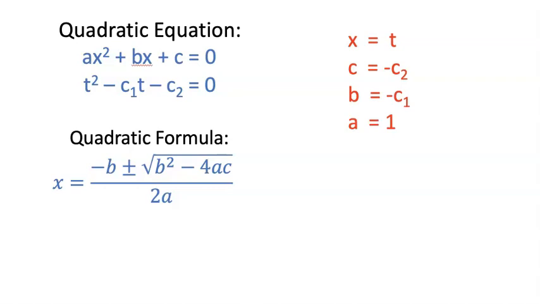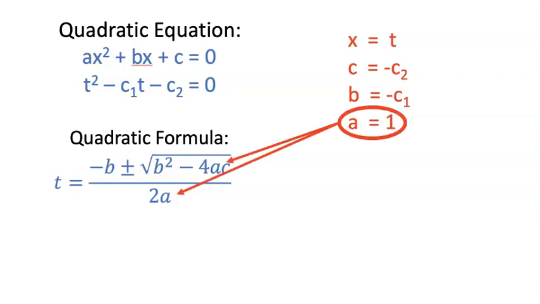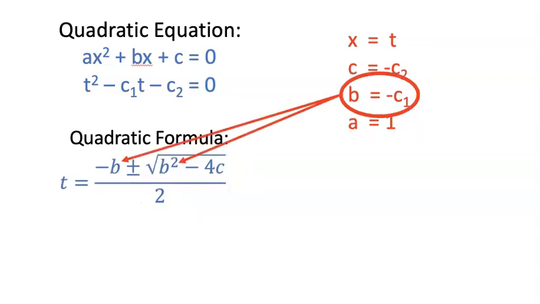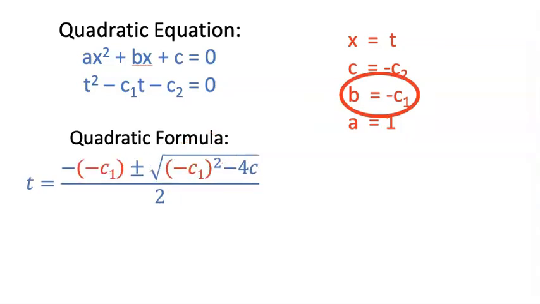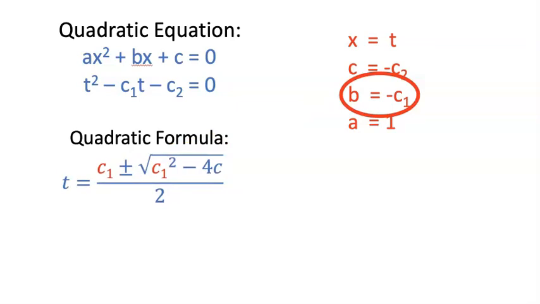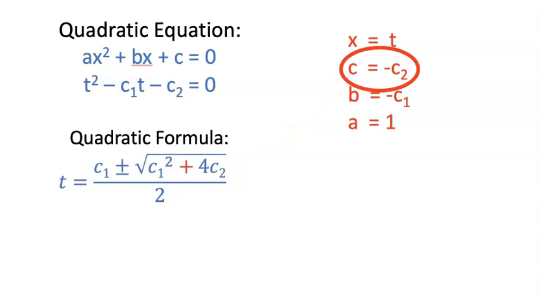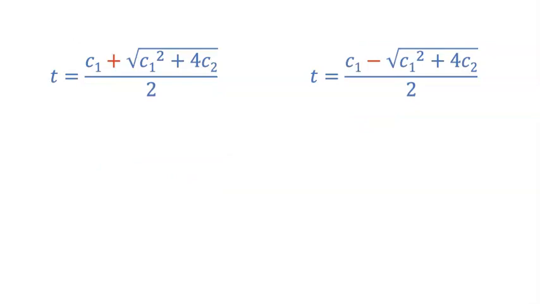Now that we've found the equivalencies, we can substitute them into the quadratic formula to find the roots for our equation. First, by plugging in 1 for a, it basically goes away. Then we plug in negative c1 for b. So the negative b in the front becomes positive c1, and the b squared becomes c1 squared. Finally, we plug in negative c2 for c. That changes the minus 4 to a plus 4. And what does that plus minus thing mean? It just means that we need to compute the answer twice, once with plus and once with minus. That's how we get two roots.